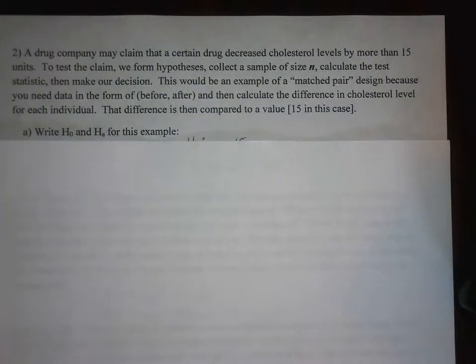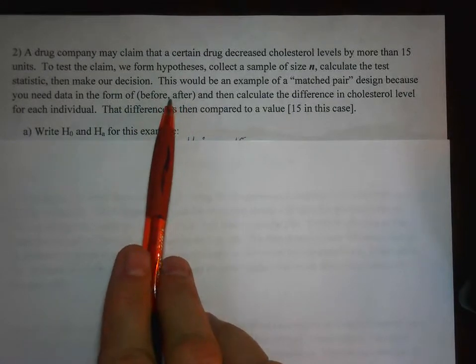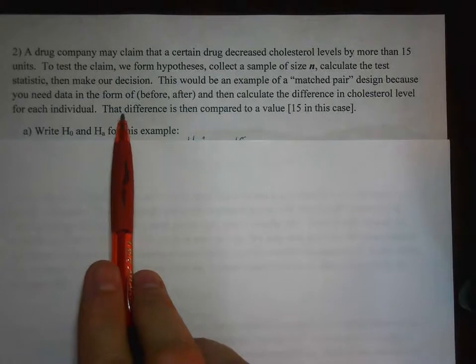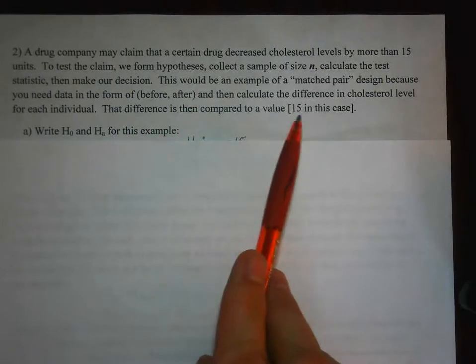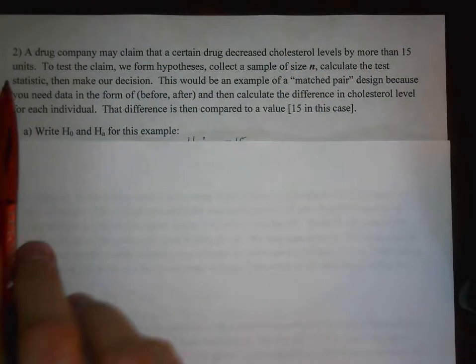Okay, a drug company may claim that a certain drug decreased cholesterol levels by more than 15 units. To test this claim, we form hypotheses, collect a sample of size n, calculate the test statistic, and then make our decision. This would be an example of a matched pair design because you need data in the form of before and after, and then calculate the difference in cholesterol levels for each individual. So each individual is going to have a before and after cholesterol level. So that's matched pair. Whatever that difference is, it's then compared to a value of 15 in this case, because they're saying that the drug decreases levels by more than 15 units.